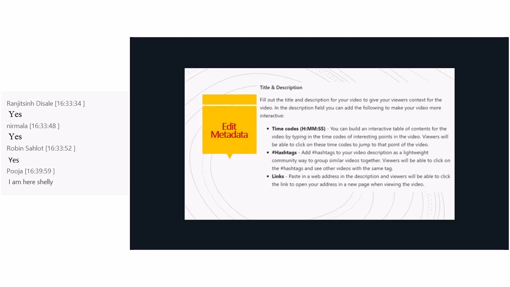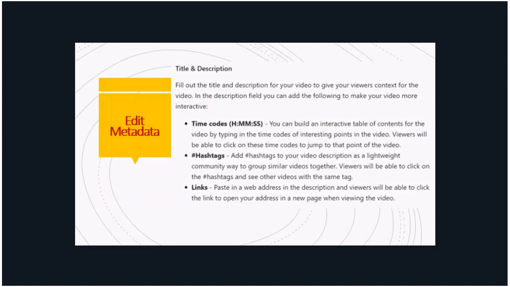If I go to my next slide, I will just quickly tell you that in the description field, you can enter time codes. So you can build an interactive table of contents for the video by typing the time codes of interesting points in the video. Sometimes it's, let's say, a 30-minute video, and I know that from 4 minutes to 7 minutes I have covered some very interesting content. So I can add those time codes for the audience to see those interesting points in the video. So there's a whole timeline. You can just select that from this time to this time is very interesting and important content that I'm covering in my video.